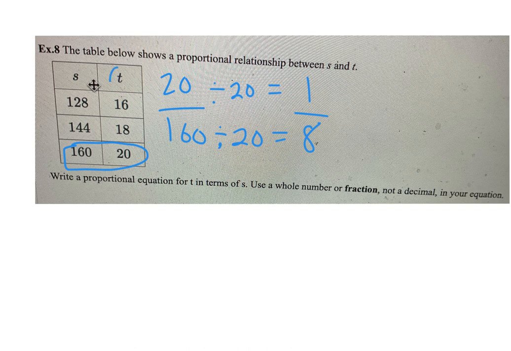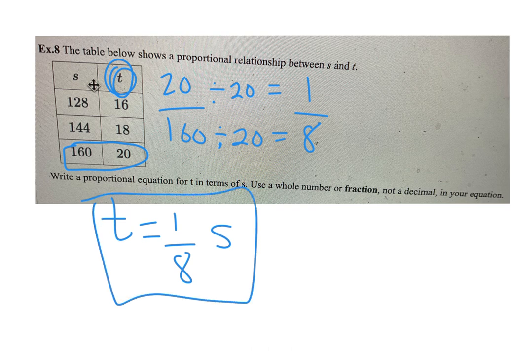All right, now, remember, the variable on the right side goes by itself. So you got T is equal to 1/8 times the value for S, and that's the equation. Remember, the variable on the other side goes with the COP, and we are done.